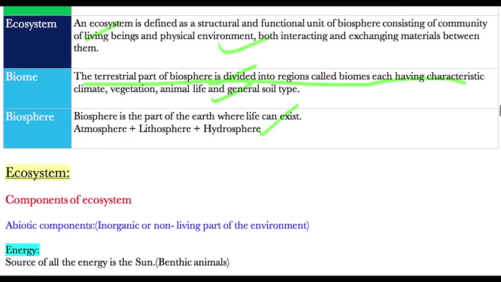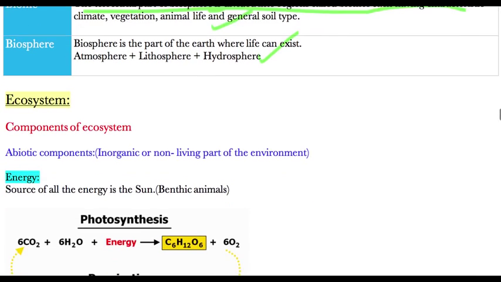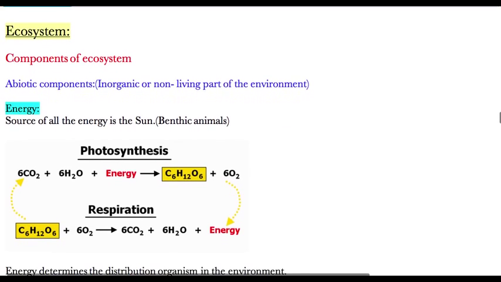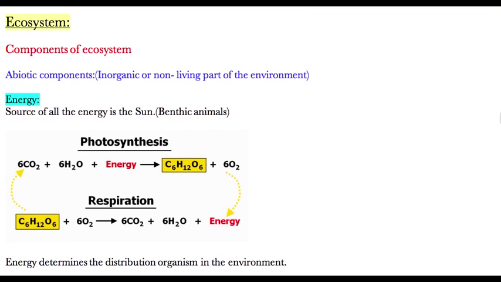Then come to ecosystem, which we are going to deal with in detail. So the components of an ecosystem we will deal with here. Basically there are two components, abiotic components and biotic components. Here we will see the abiotic components, which are the inorganic or non-living parts of the environment. So the very first component is energy.